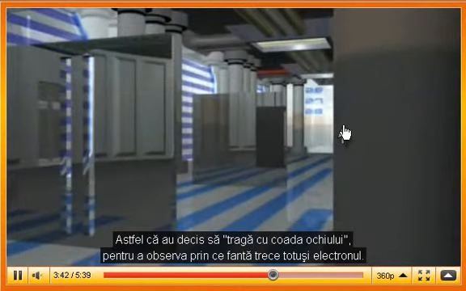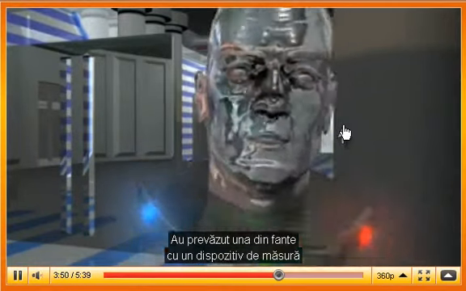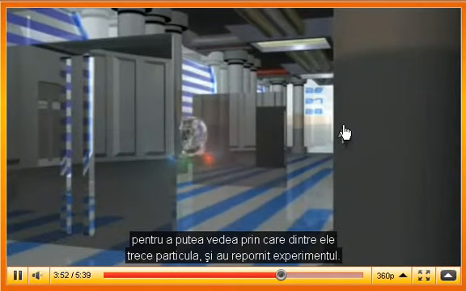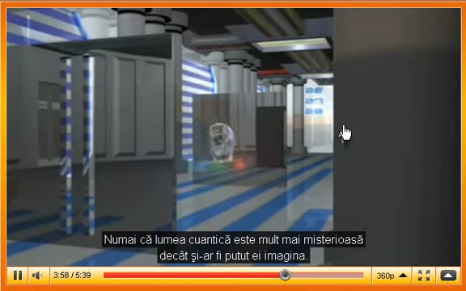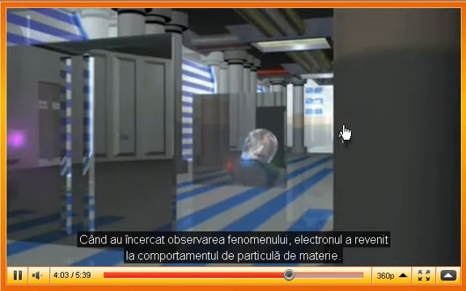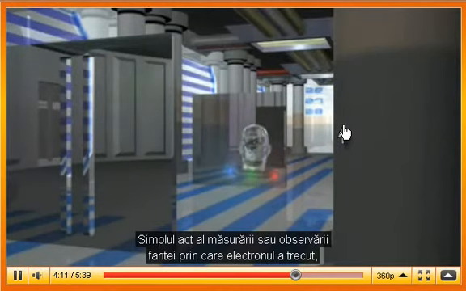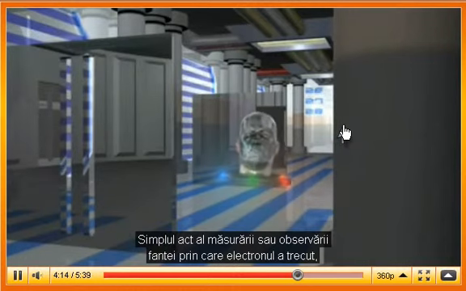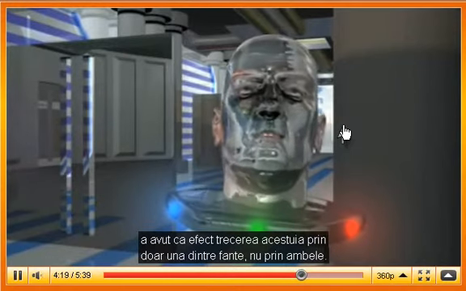So, they decided to peek and see which slit it actually goes through. They put a measuring device by one slit to see which one it went through, and let it fly. But the quantum world is far more mysterious than they could have imagined. When they observed, the electron went back to behaving like a little marble. It produced a pattern of two bands, not an interference pattern of many. The very act of measuring or observing which slit it went through meant it only went through one, not both.